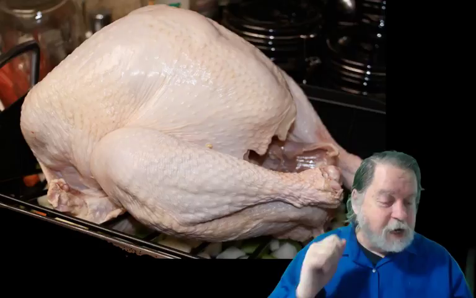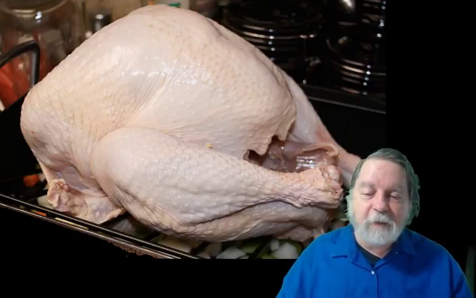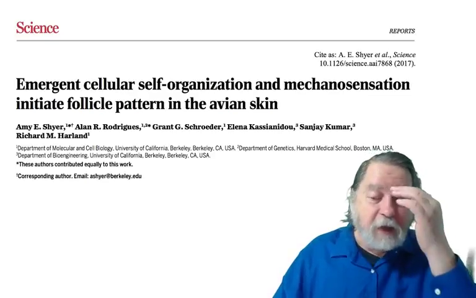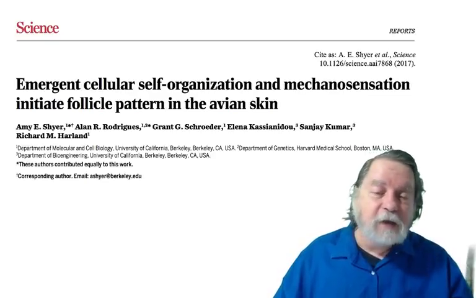So I'm going to talk about one specific experiment that was done, and here's the paper in which that experiment is described. This is by Amy Shire and others out of UC Berkeley.